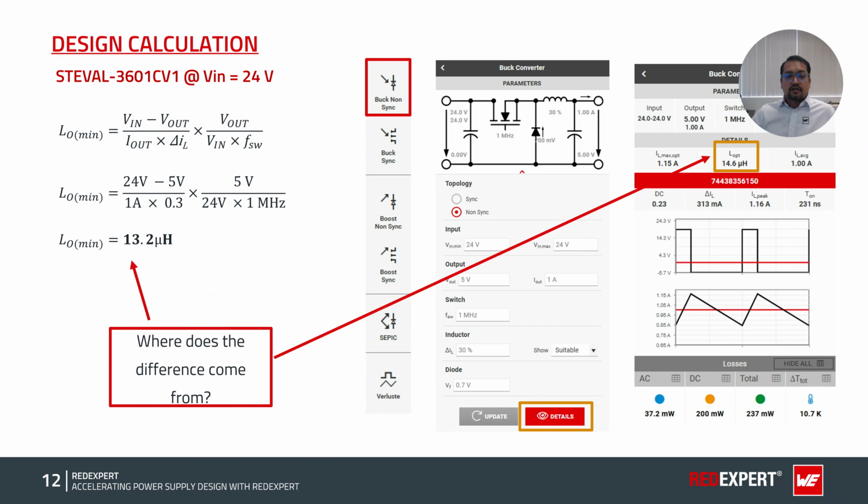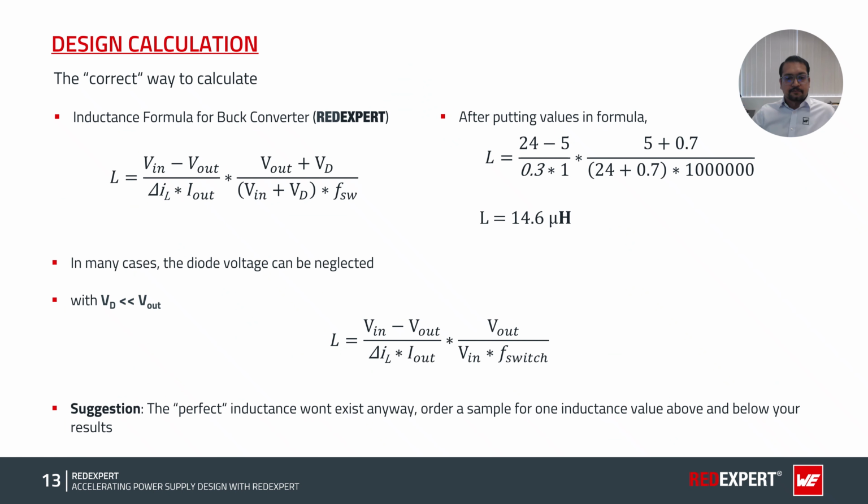So where does this difference come from? This difference comes from the diode's forward voltage, which was 0.7 volt, which was not considered in the theoretical calculation, but REDEXPERT always pays attention to that. Here you can see that when we put the diode voltage into the numerical calculation, we get the same inductance value that we got from REDEXPERT, that is 14.6 microhenry.